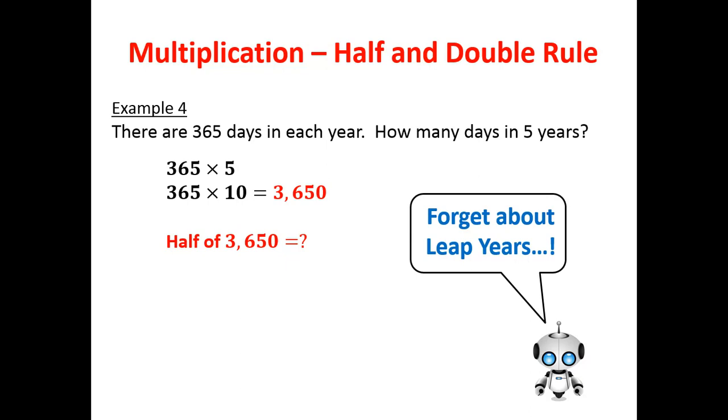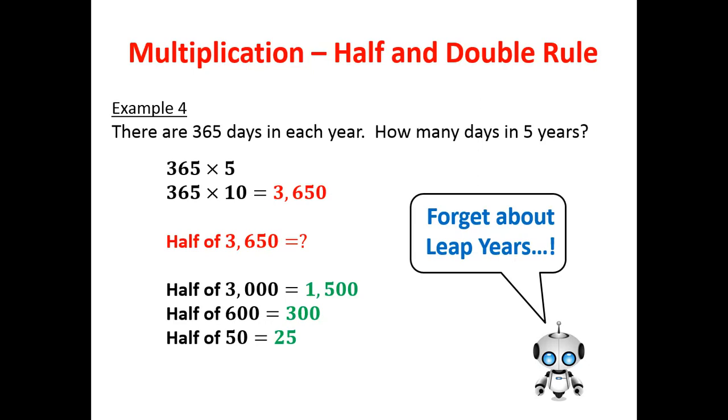So I need to halve 3,650. It's a bit tricky, but here's how I'm going to do it. Half of 3,000 is 1,500. Half of 600 is 300. And half of 50 is 25. So to work out what half of 3,650 is, I'm just going to go 1,500 plus the 300 plus the 25, and that gives me my final answer of 1,825. There are 1,825 days in 5 years.